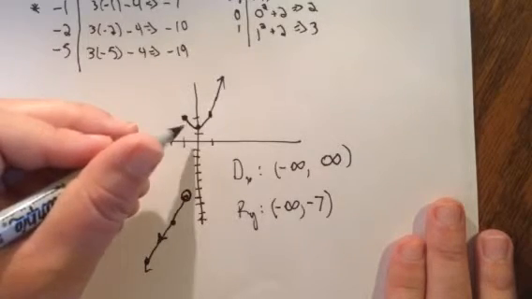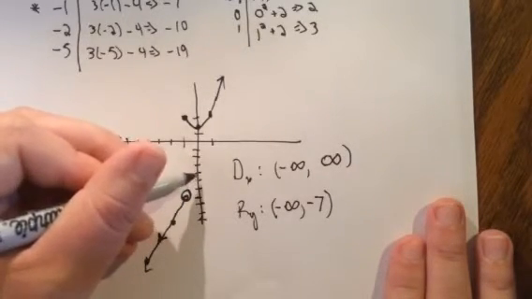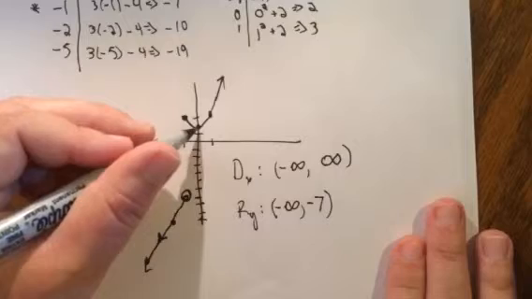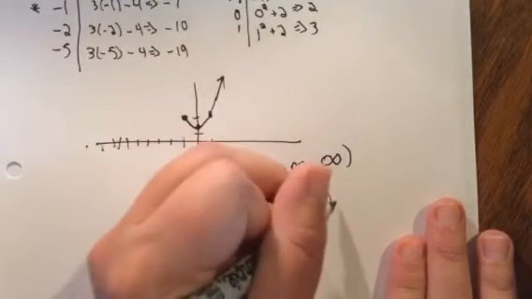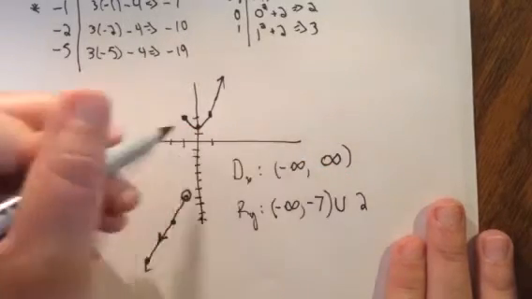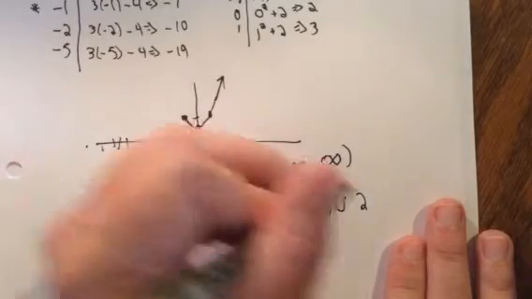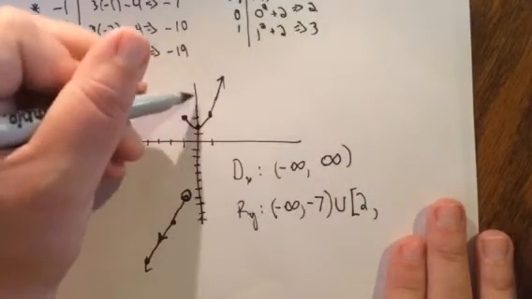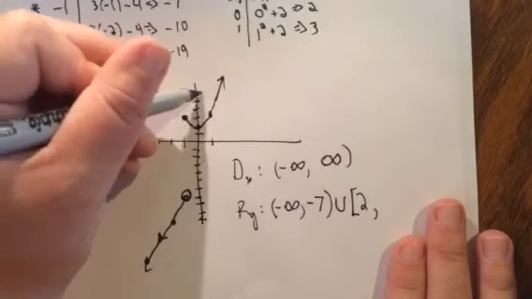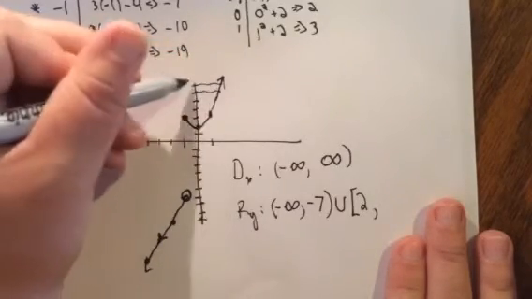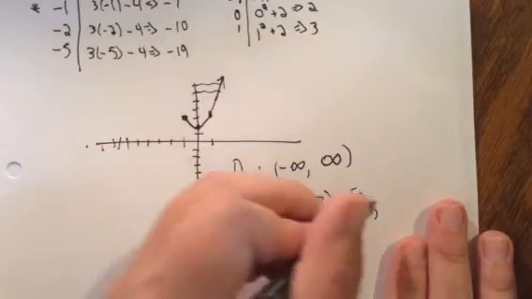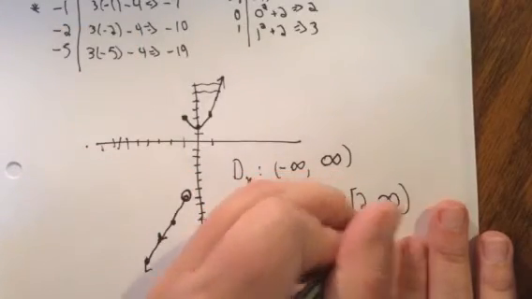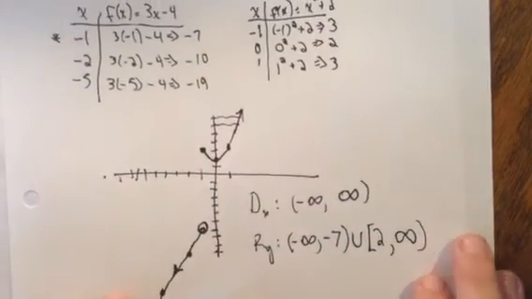Then it starts again, but it doesn't start at -6 or -5. It starts all the way up at 2, and it exists at 2. I have a point there. So from 2 going up, I could draw each of these y's over to my graph. Each of these y's exists on my graph. So the range is 2 to infinity. Okay, so we're going to do a few more of these.